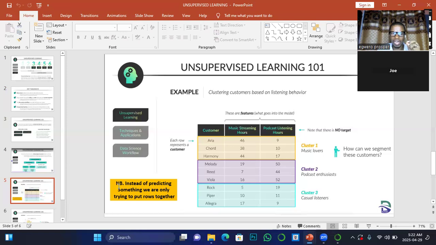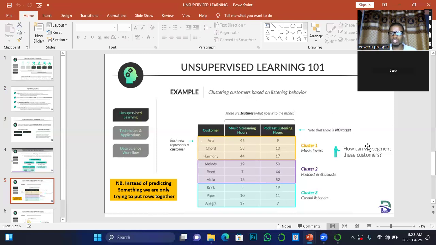Now, here I give you an additional note: instead of predicting something, we are only trying to put rows together. That is what we are doing under unsupervised learning. I hope you are following. Yes, I'm following. Okay. Is this explanation clear to you with the picture? Yes, I understand the picture.